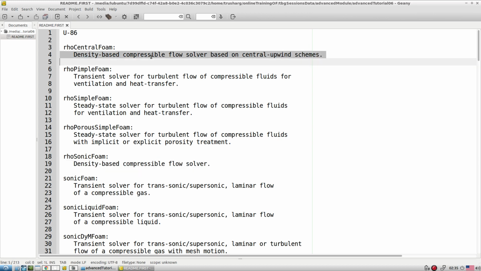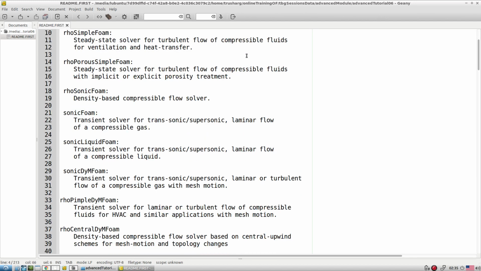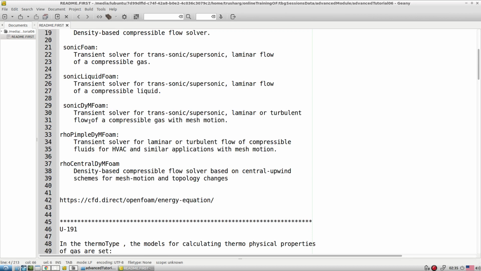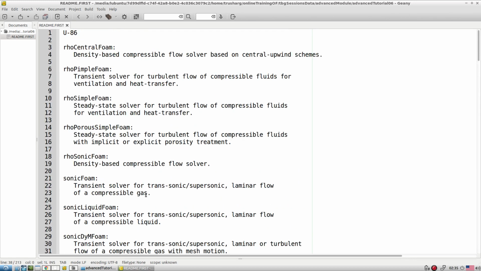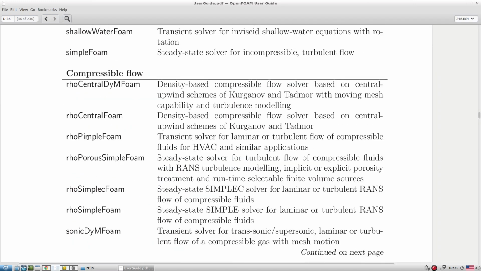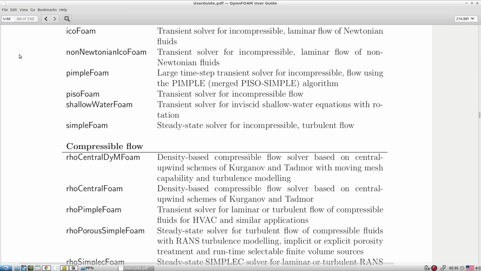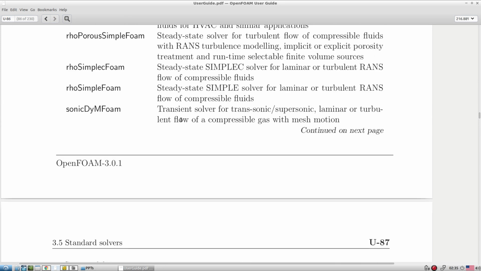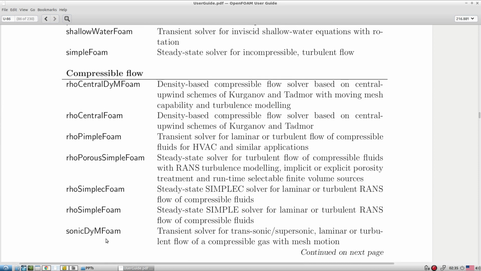So it is dedicated to one or two types of upwinding schemes, it is coded in that. And then we have rhoPimpleDyMFoam, rhoCentralDyMFoam. So that is all the different classes of solvers available. If you want to look at it, in the user guide at page number 86, you will see the different options that are available here. Same thing that I showed you there.